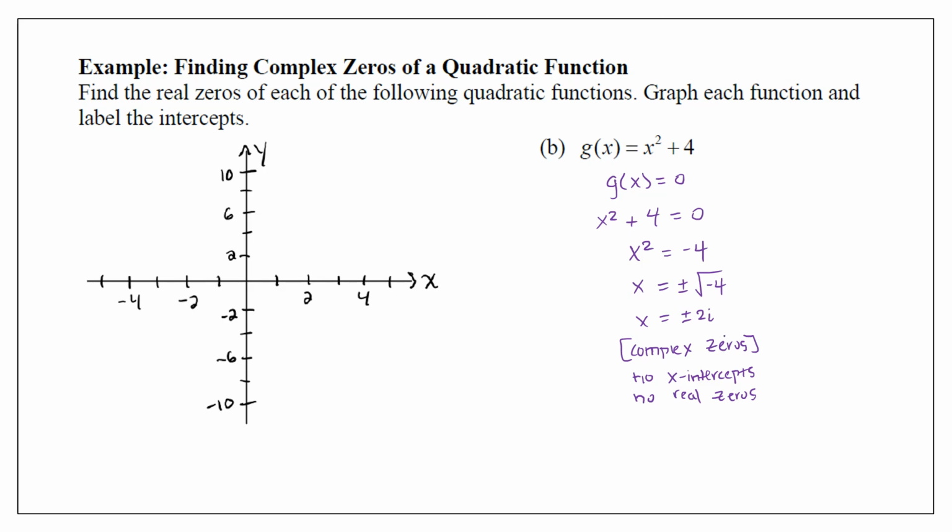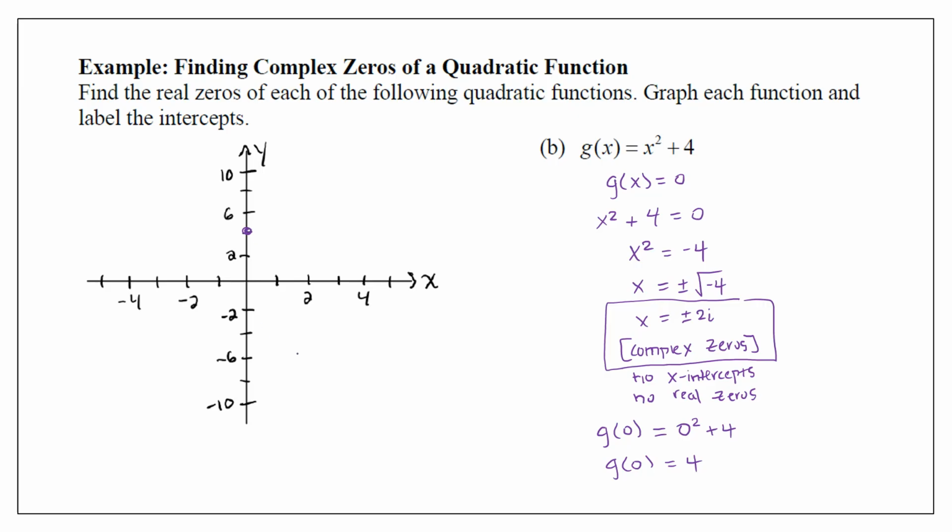So since we found our zeros for this problem, they're complex zeros, we can now set x equal to 0 to determine what the y would be. That will help us identify our y-intercept. So 0 squared plus 4 is 4. So g of 0 equals 4. So we do have an ordered pair, (0, 4).